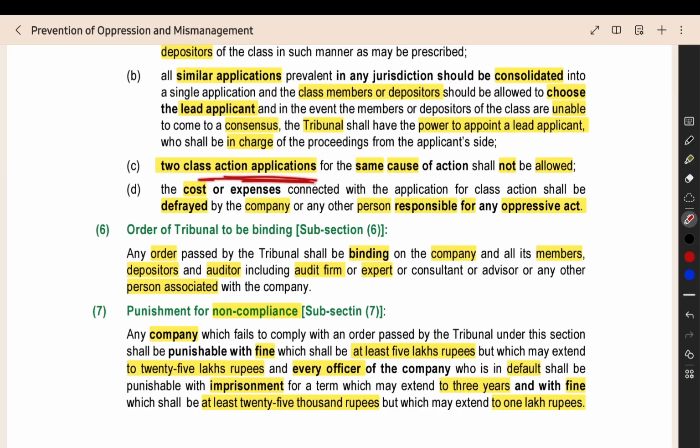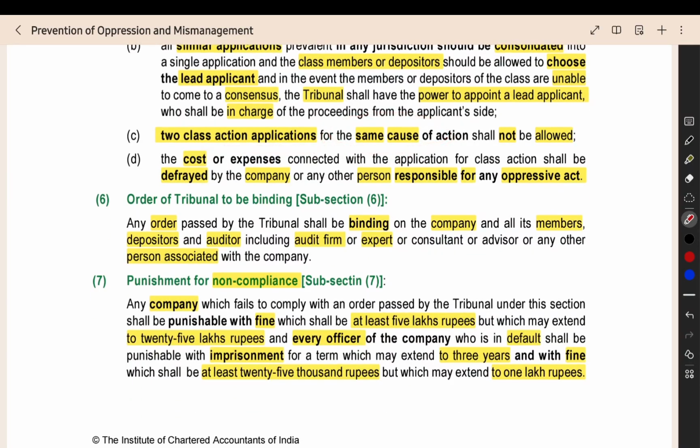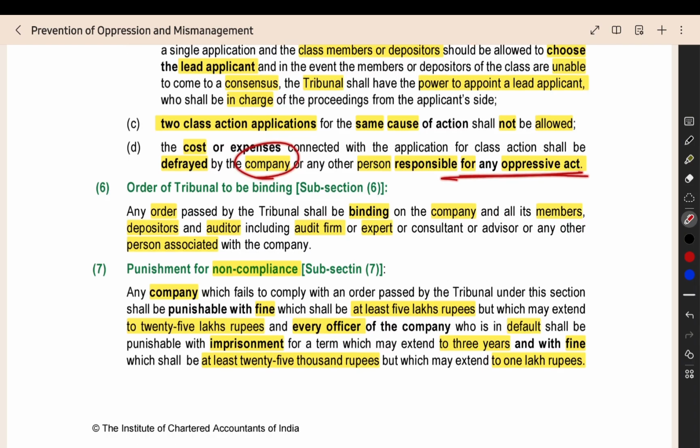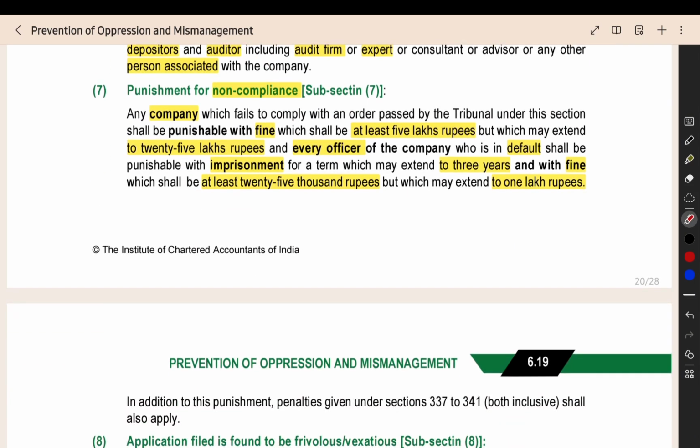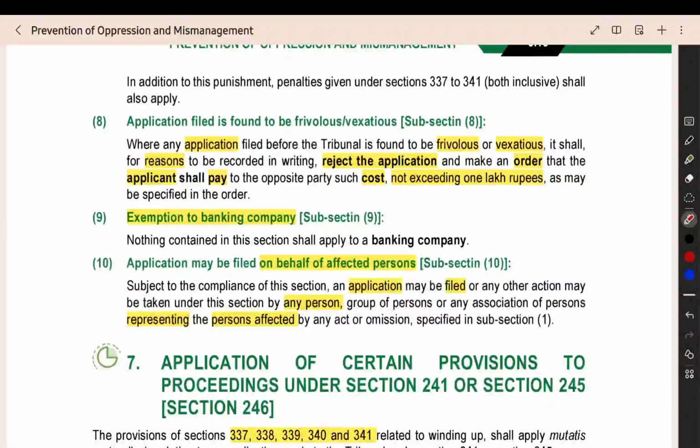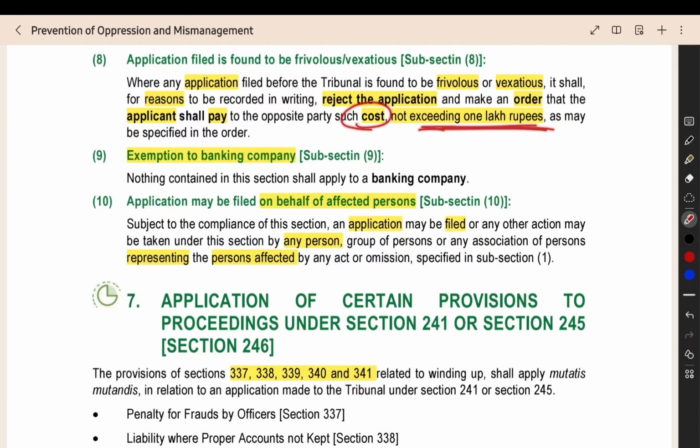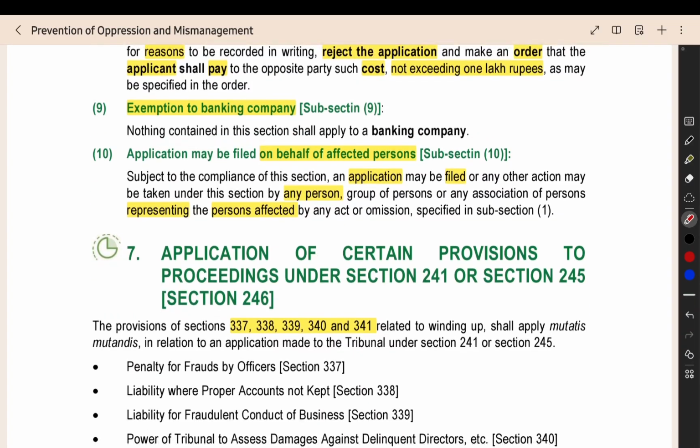Then, two class action applications for the same matter cannot be there. It is not allowed. Then, the cost or expenses will be compensated by the company. The legal cost will be paid by the company or the person who did the oppressive act. The order of the tribunal will be binding on all the expert, audit firm, depositor, member, everyone. Punishment for non-compliance. Then, if the application was made for a frivolous purpose, like a useless application, just to waste the time of the tribunal, then they will impose a cost of up to 1 lakh rupees. For a banking company, nothing will be applicable in this section.